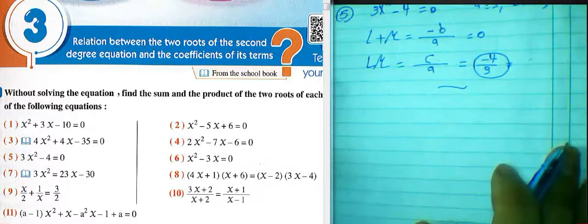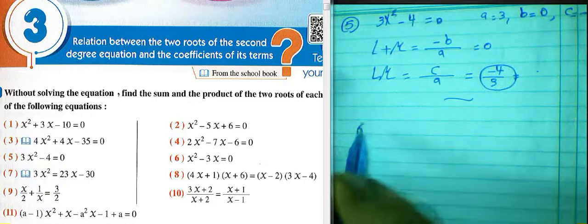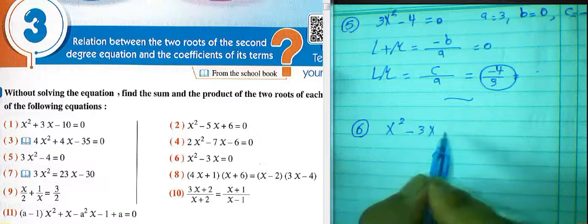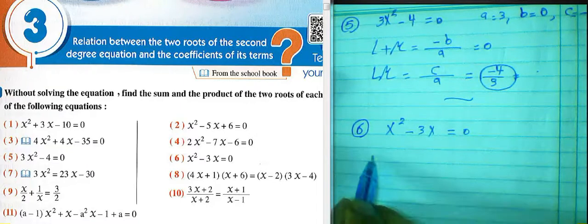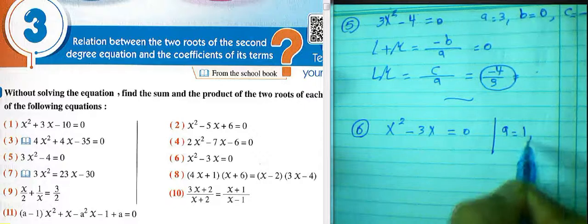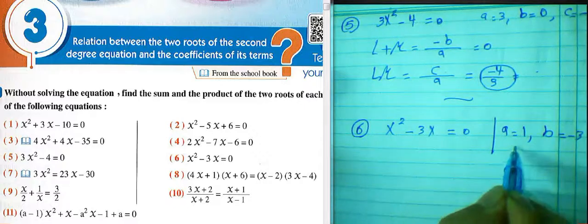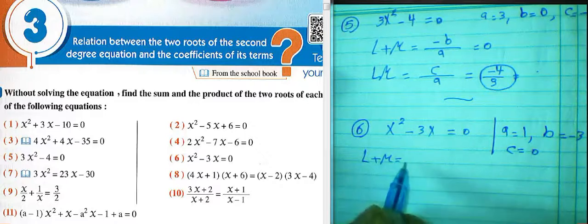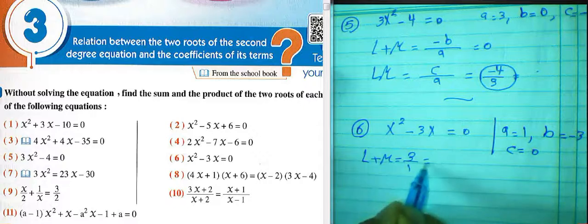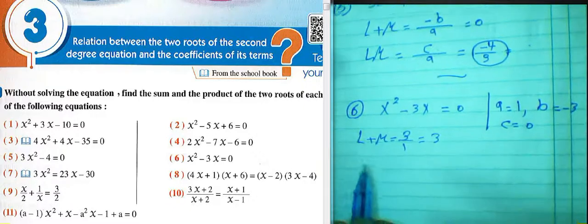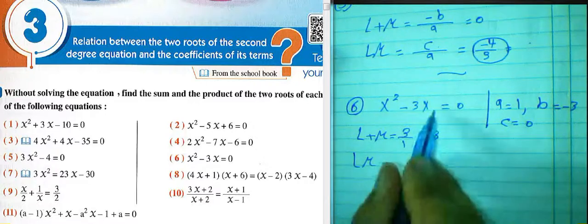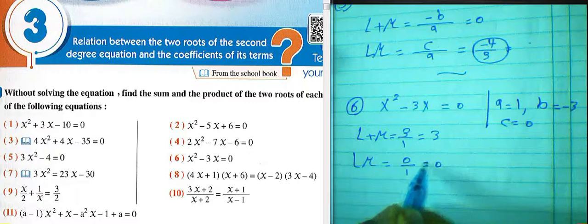It's okay. Question number 6, x to the power 2 subtract 3x equal 0. First, we know A equals 1, B equals -3, and C equals 0. So the sum of the two roots, L plus M, equals -3. We will convert it to 3 over 1. The result will be 3. So the sum of the two roots equals 3. The product of the two roots equals 0 over 1 equals 0.